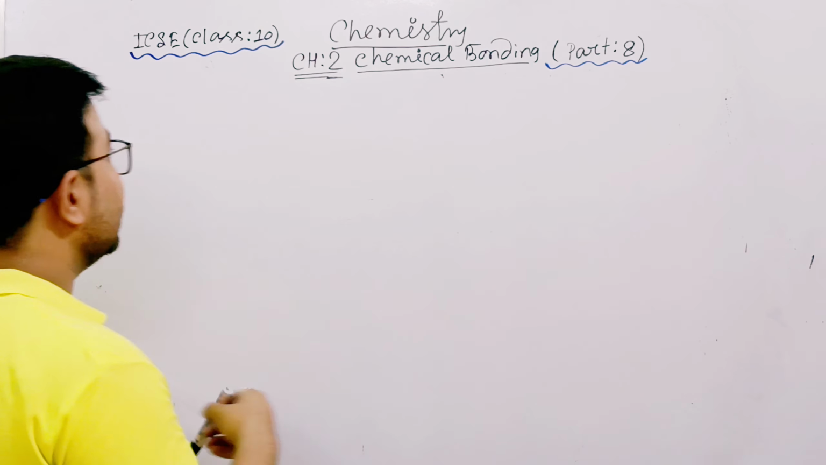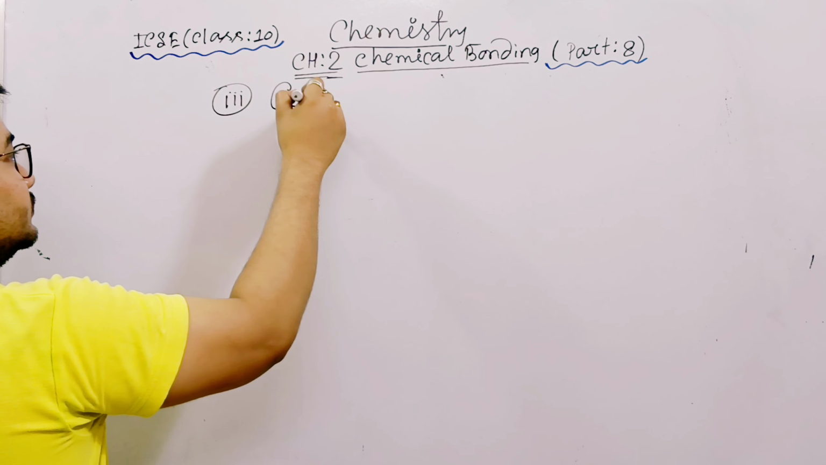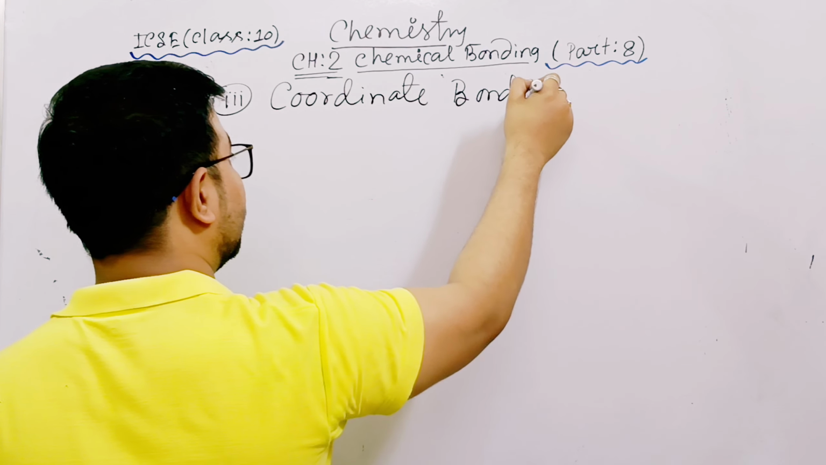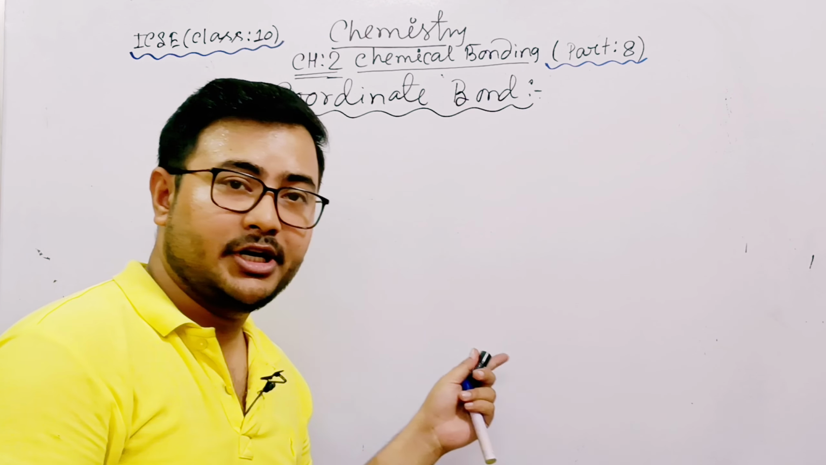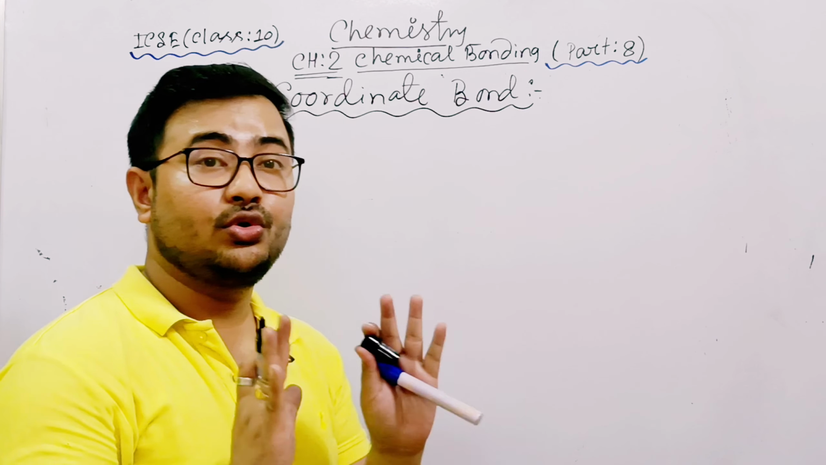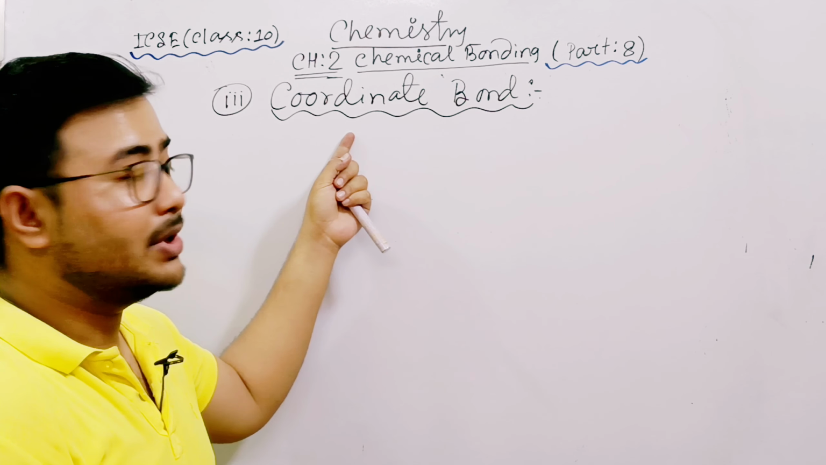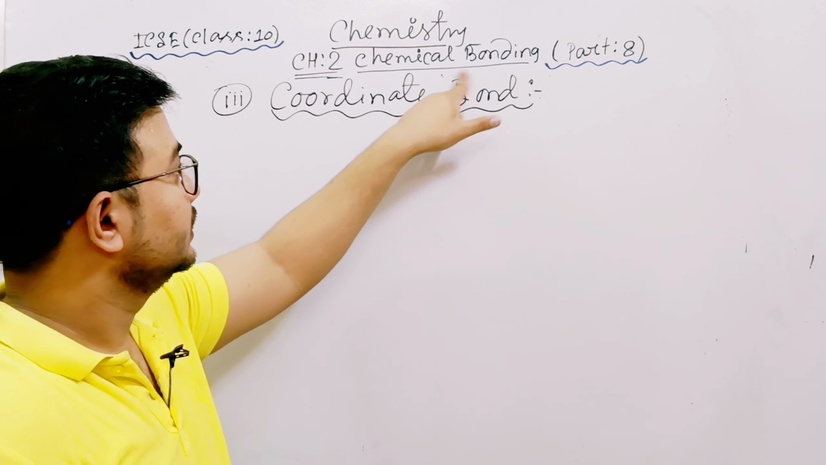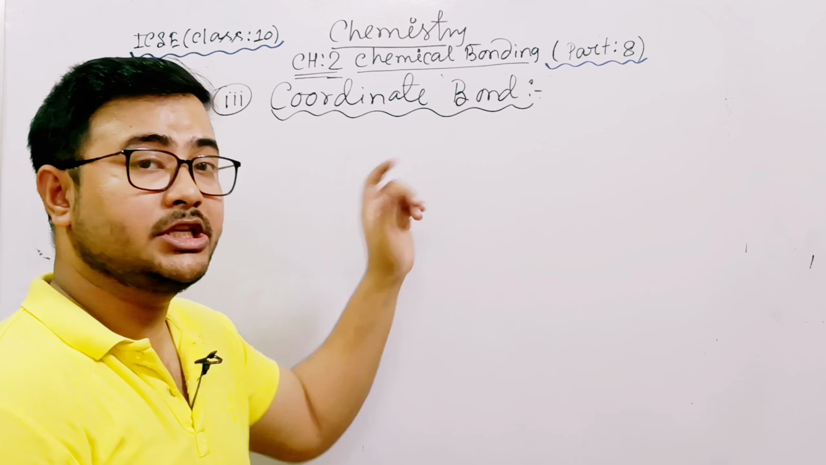Everything is done about electrovalent bond and covalent bond. Now we have the last type of bond, that is the third type: coordinate bond. Now first, what is another name of coordinate bond? Don't worry about this at first. First try to understand the concept, then I will tell why it is called a coordinate bond or another name. It is also called dative bond, but why it is called so I will tell later. First understand the concept of coordinate bond.